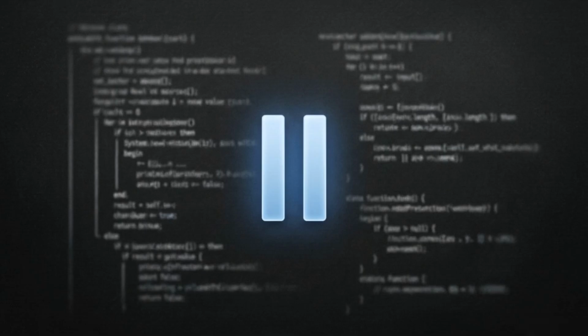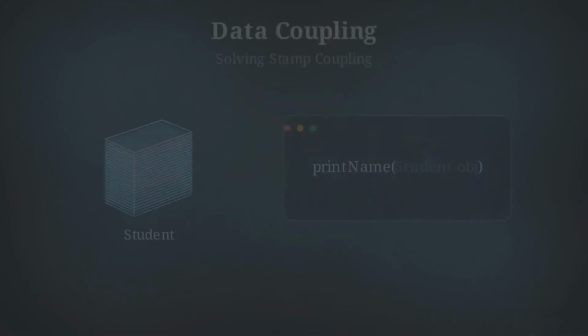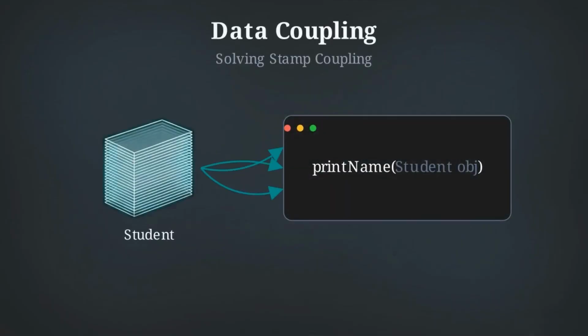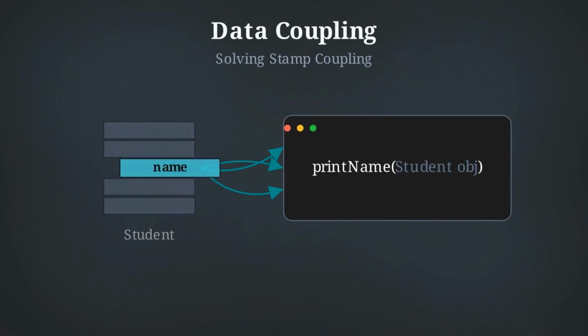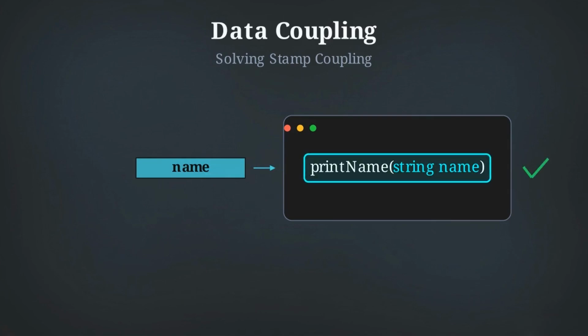Let's try to fix this. Pause the video and look at the print name function. How would you rewrite this parameter to transfer only the absolute minimum data required? The solution is data coupling. By stripping away the student structure and isolating the exact variable needed, just the name string, you sever the dependency. This makes the system easier to test because modules only communicate through strictly required data.